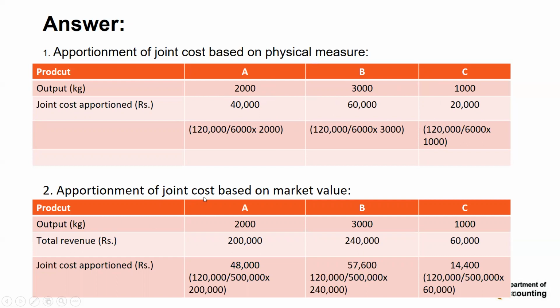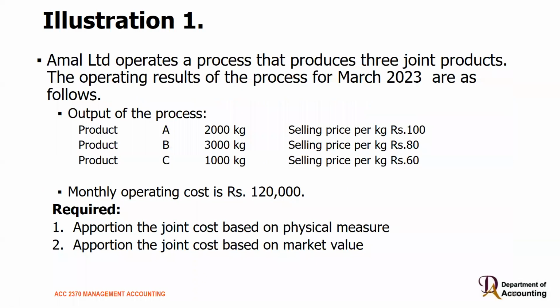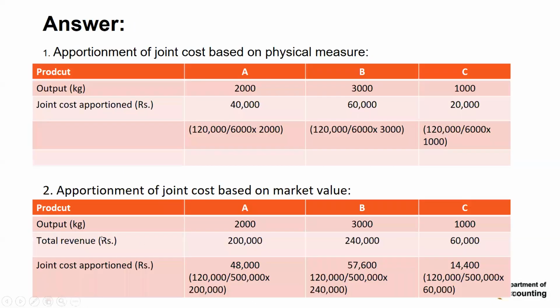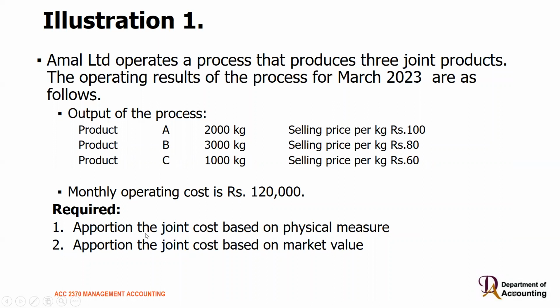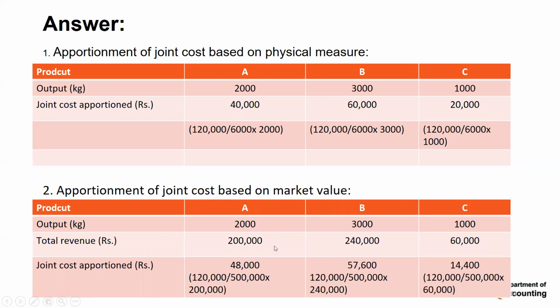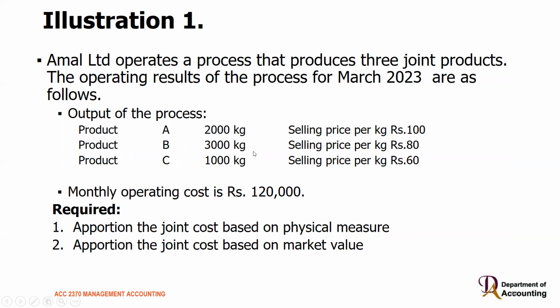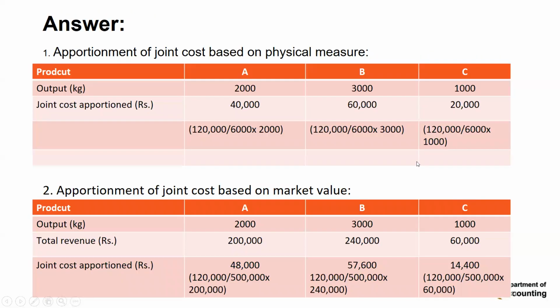Second one, apportionment of joint cost based on market value. How are you going to take the market value? Now you can't simply do the computation using the selling price, right? You have to compute total revenue. So it's easy. For 2000 kilograms, the selling price of 1 kilo is 100, so the revenue is 2000 multiplied by 100, 200,000. Product B, 3,000 kilograms. If we sell 3,000 kilograms at a price of 80 per kilogram, 3,000 multiplied by 80, the answer is 240,000. And then 1,000 kilograms into 60, the answer is 60,000. This is the total revenue we get.